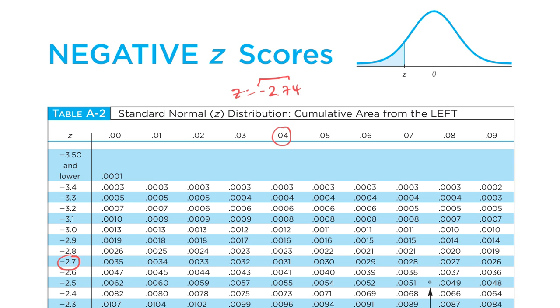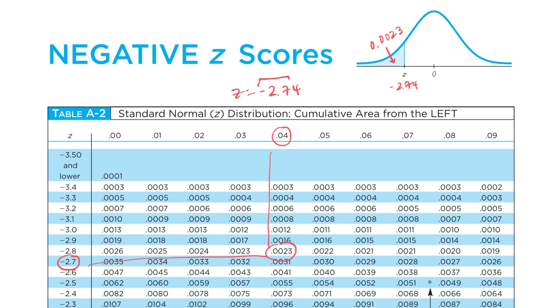The table only gives us the area on the left-hand side of the corresponding z-score. From the table, this area is also the probability. And so in this case, if z is negative 2.74, then the corresponding four-digit number inside the table would give us the area of this shaded region here, which is 0.0023.